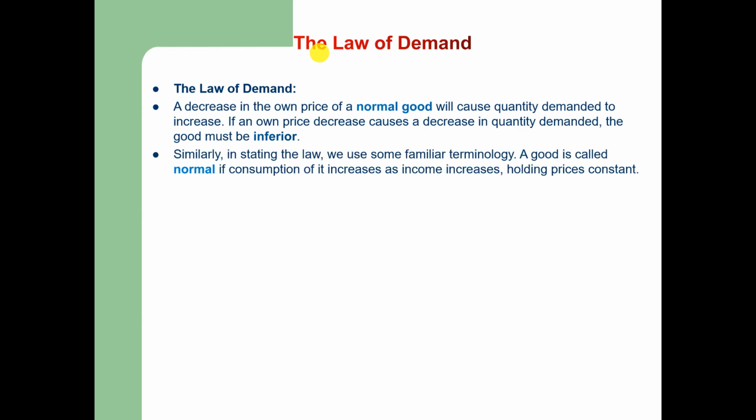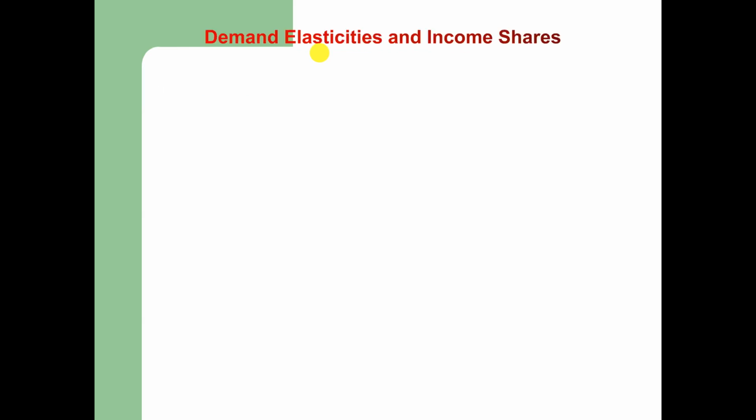Similarly, in stating the law, we use some familiar terminology. A good is called normal if consumption of it increases as income increases, holding prices constant. On the other hand, a good is called inferior if consumption of it declines as income increases, holding prices constant. So these are some new terminologies that you have learned so far in this video.